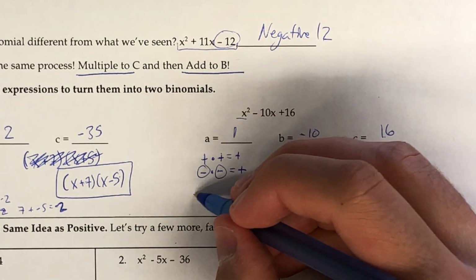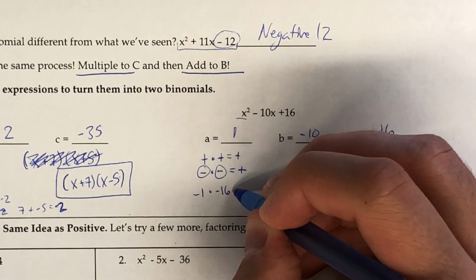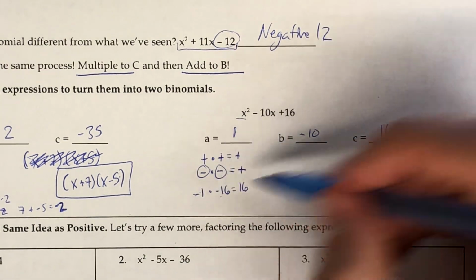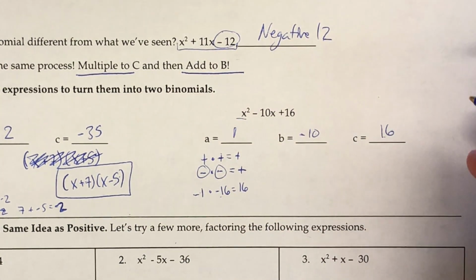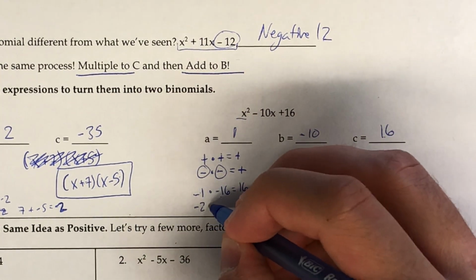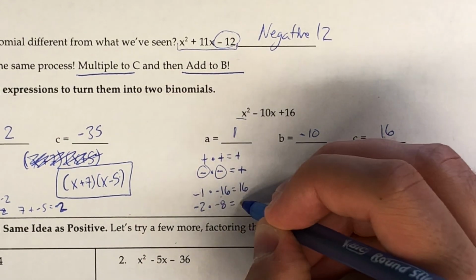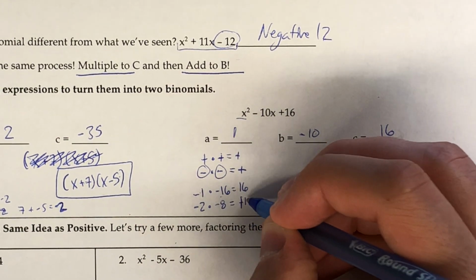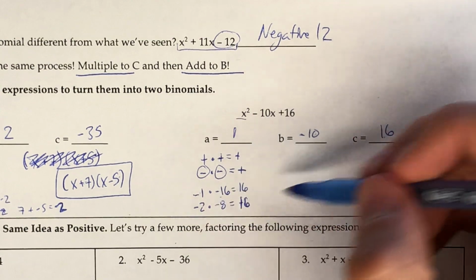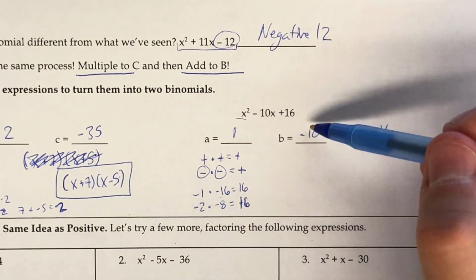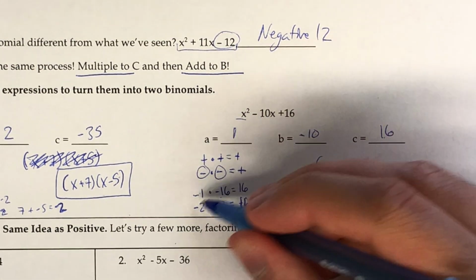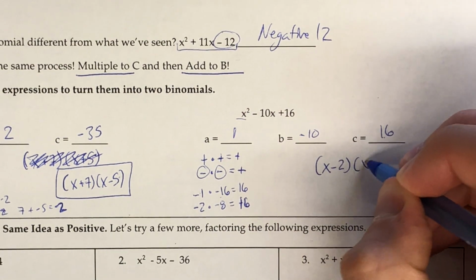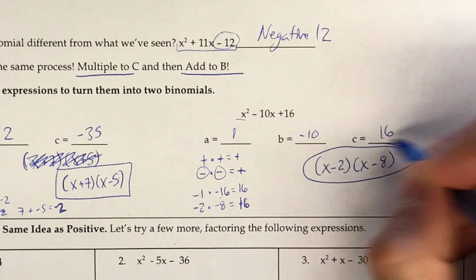So we can think through our possibilities. Negative 1 times negative 16, that's going to multiply to 16, but not going to add to negative 10. Negative 2 times negative 8, that's going to multiply to 16, because negative times negative is positive. And it also is going to add to negative 10, so our factors would be x minus 2, x minus 8.